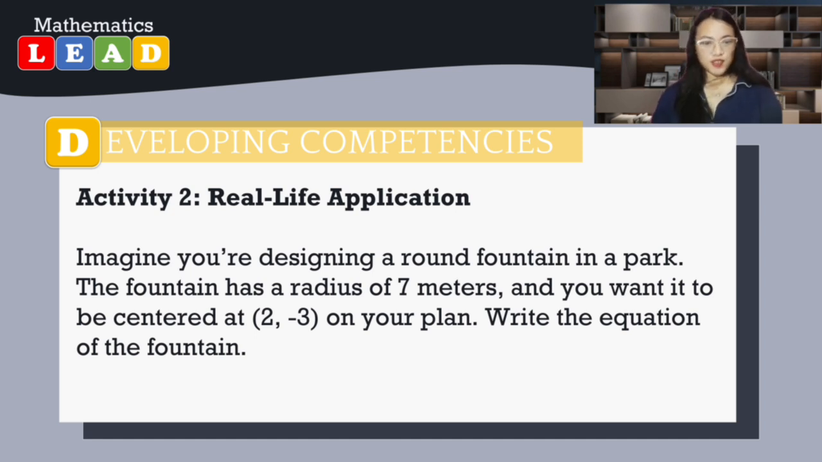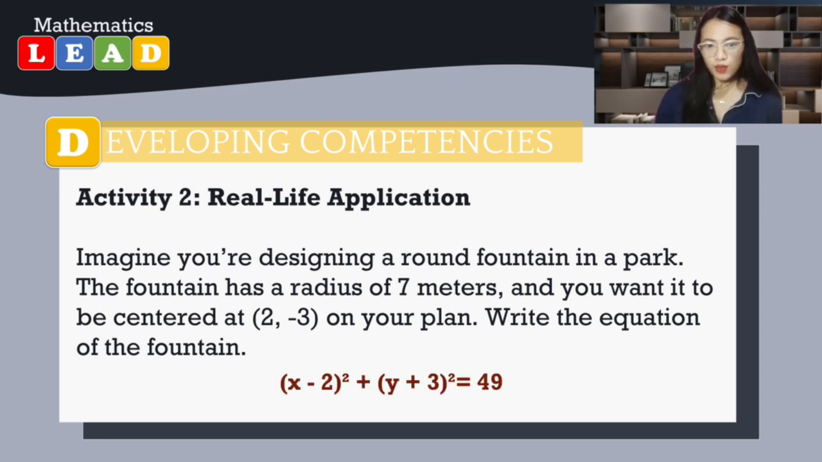Let's see if your answers are correct. Remember, the standard equation of a circle is the quantity of x minus h squared plus the quantity of y minus k squared equals r squared, where h and k is the center and r is the radius. In our fountain problem, the center is 2 and negative 3, so h is equal to 2 and k is equal to negative 3. The radius is 7, so r is equal to 7.